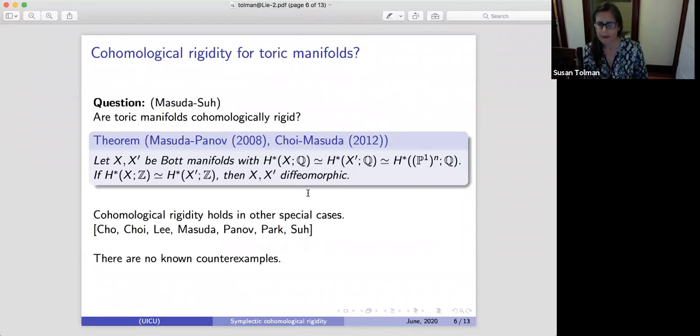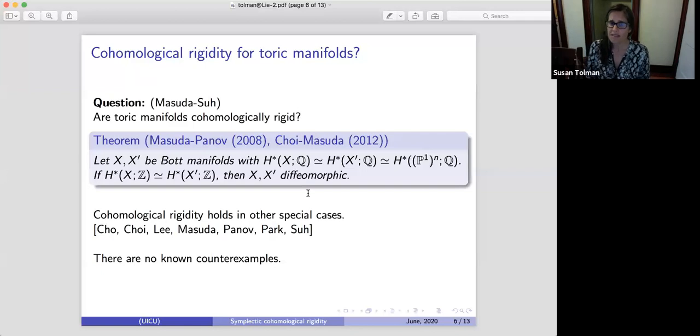However, even though I said things are almost never cohomologically rigid, there was a very bold conjecture by Masuda and Su: are all toric manifolds cohomologically rigid? This is a very strong conjecture, but there has been some evidence that it's true. The theorem I want to speak to you especially about is a theorem whose special case was proved by Masuda and Panov, and then proved in general by Choi and Masuda, which states: let X and X prime be Bott manifolds, and assume that both of them have rational cohomology isomorphic to the rational cohomology of P1 to the n. In this case, if their integer cohomology rings are isomorphic, then the manifolds themselves are diffeomorphic. So in the language I used before, the family of Bott manifolds with trivial rational cohomology satisfies cohomological rigidity.